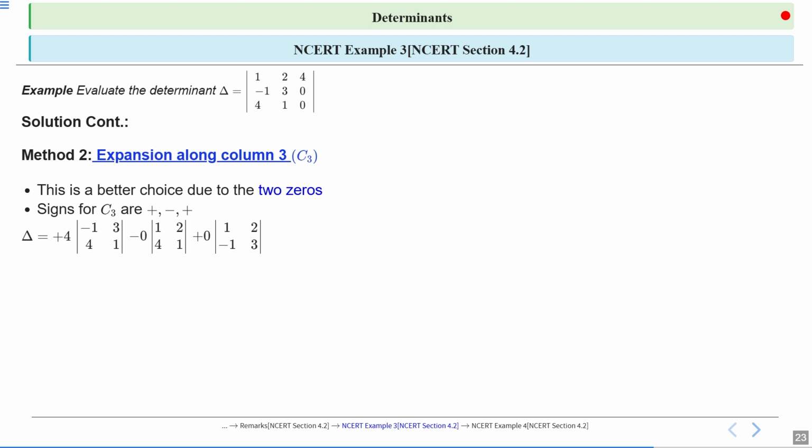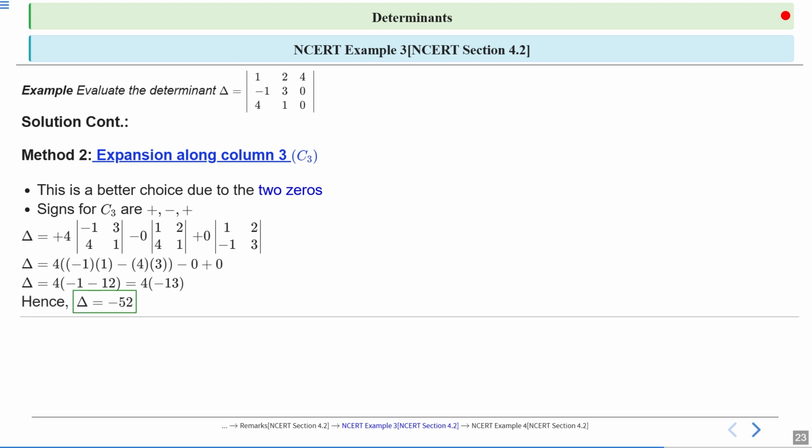And similarly for 0 and the last element, that is also 0, so we don't even need to calculate the second and third parts. So the determinant is equal to 4 into (minus 1 into 1 minus 4 into 3), that is 4 into (minus 1 minus 12), that is 4 into minus 13. So the determinant becomes minus 52. Now we get a determinant which is the same as when we expanded along R1, that is minus 52.